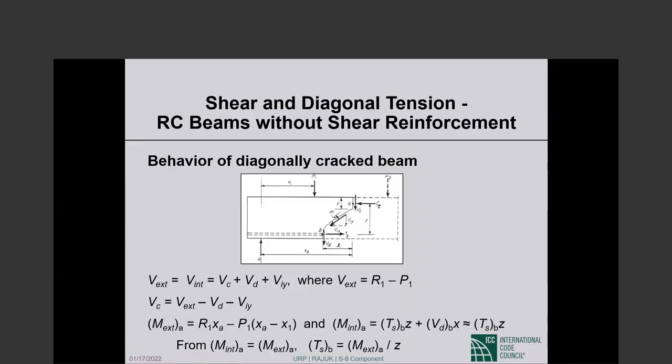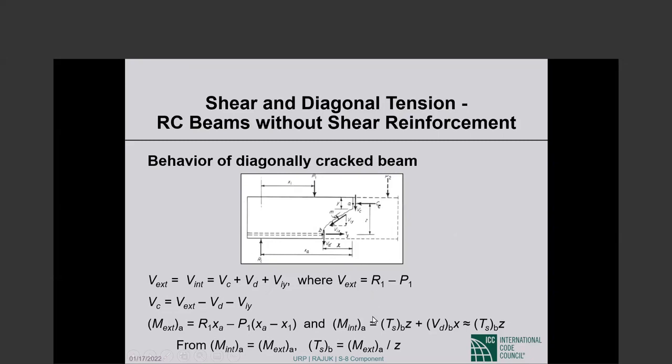Now, external moment is this R1 multiplied by the distance XA. Okay, so we are taking moments about the point A. External moment is R1 times XA minus P sub 1 times XA minus X1. If you look at the picture, everything should be very clear. So external moment is R1 times XA minus P1 times XA minus X1.